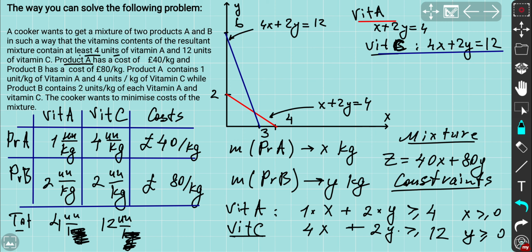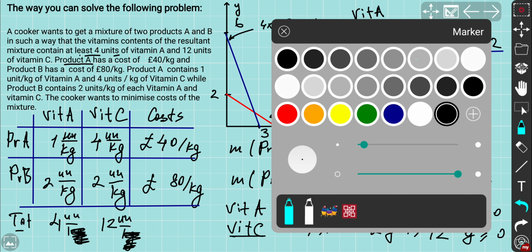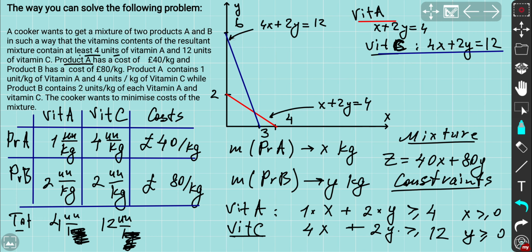So for vitamin A, we also have y more or equal than 4 minus x, as well as for vitamin C, 2y more or equal than 12 minus 4x. So that's okay, and that means that we have a region above the red line as well. So the total intersection of our complete region is going to be, I just tried to shade it with this light gray, and that is going to be our region, okay, over there.